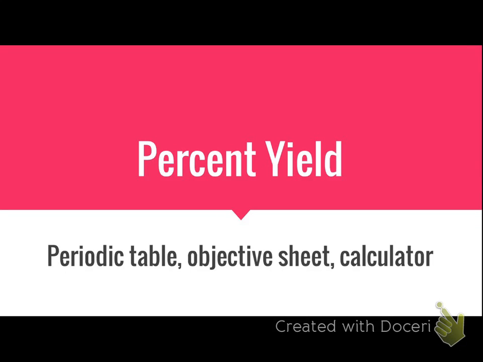This lecture will cover percent yield. Some things you want to make sure that you have before you get started. Make sure you have a periodic table, your objective sheet, and a calculator.